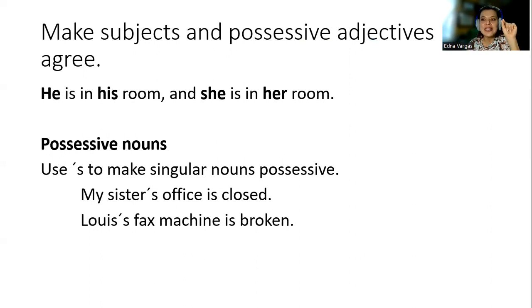Okay? But when we want to make the possessive noun, what we need to do is to add the apostrophe S to the nouns. That is how we modify this into a possessive noun. We make the singular noun possessive by adding apostrophe S. For example, I'm not talking about my sister. We have the possessive adjective, my sister, but we talk about her office, and my sister's office is closed. Whose office is that? My sister's. Okay, so I add apostrophe S.